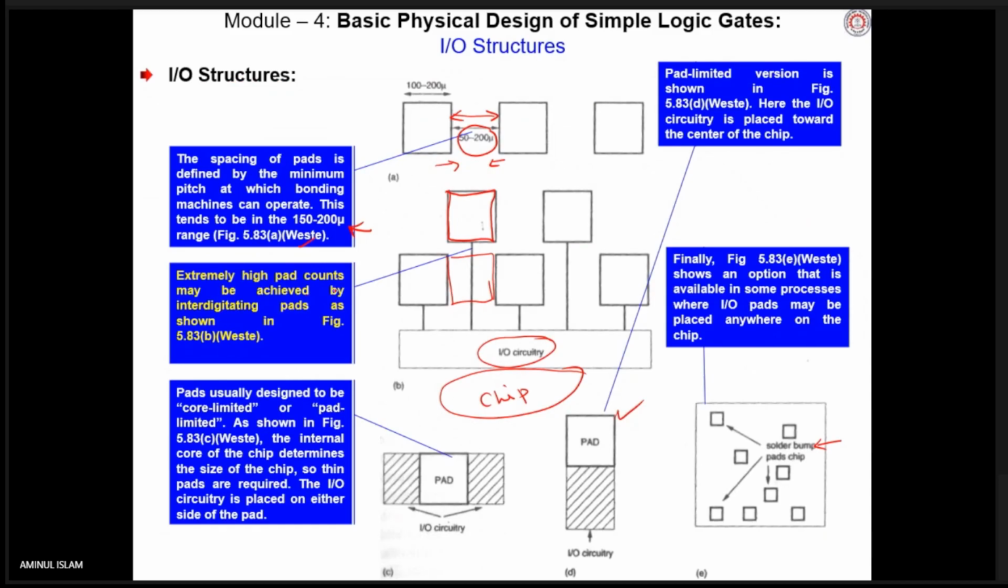So extremely high pad counts may be achieved by interdigitating. See, this is the way, interdigitating the pads as shown here. In this spacing, you can enter a wire or line and make pads at different positions or locations. So there are ways to make more pads because it needs specific spacing and dimensions.